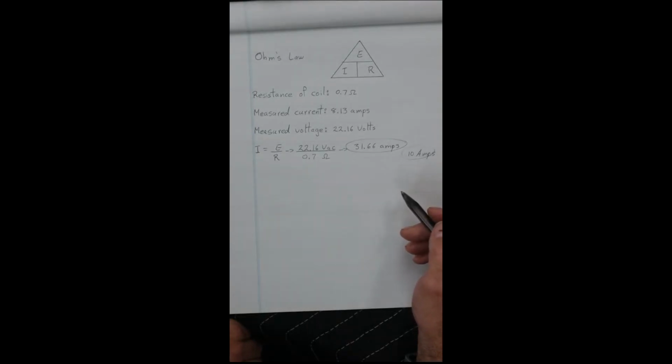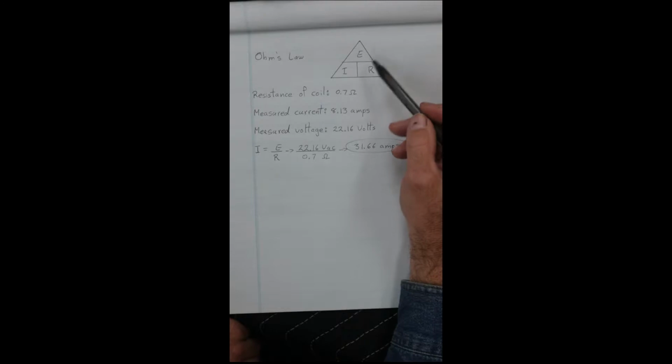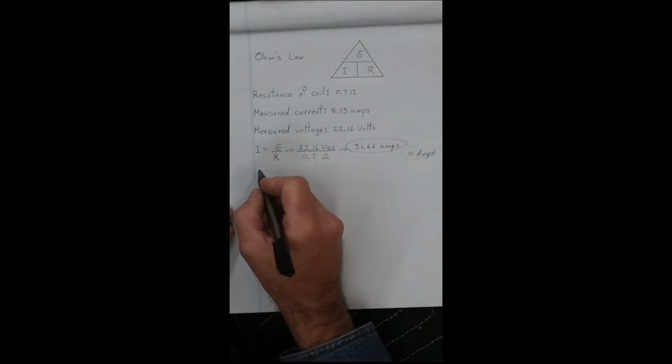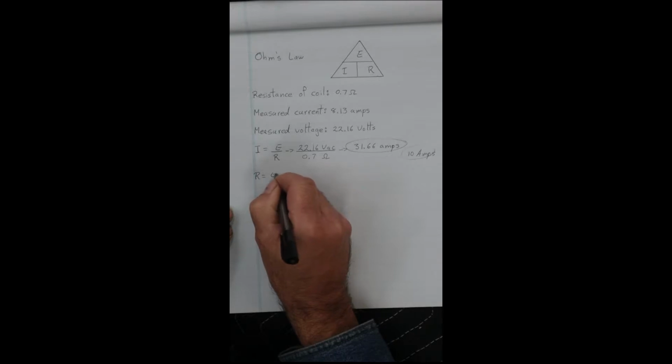Let's try calculating the overall resistance for the circuit. Simply put, if I go back to this and cover up the R, we're going to take the applied voltage and divide it by the current. So the formula is going to look like this: R equals E divided by I.